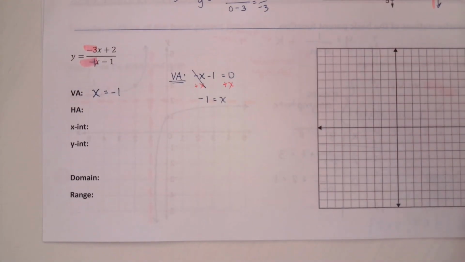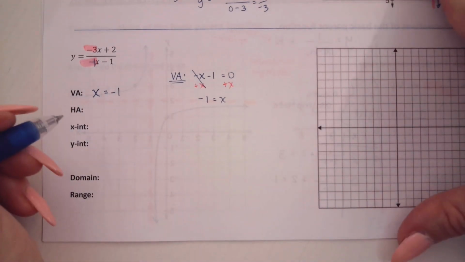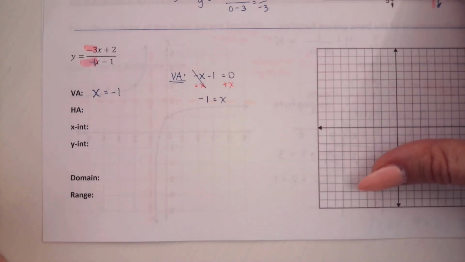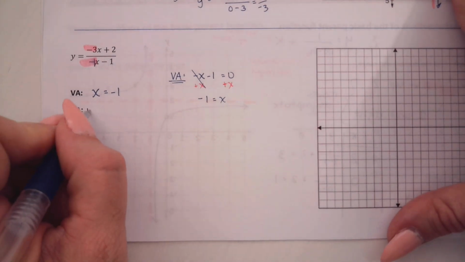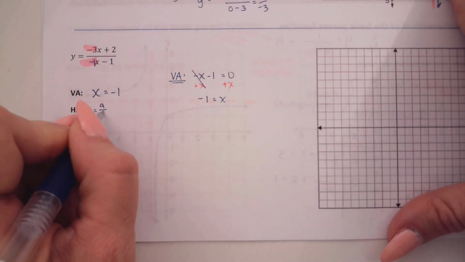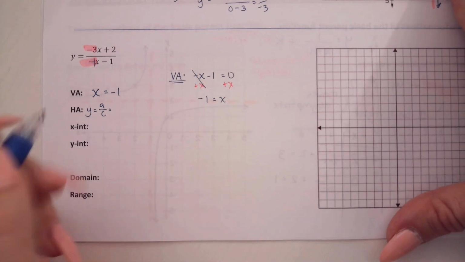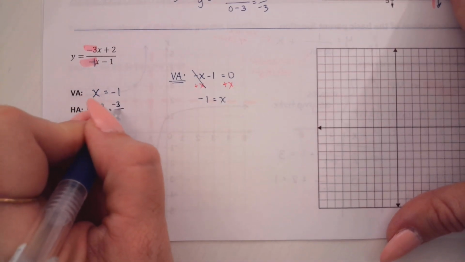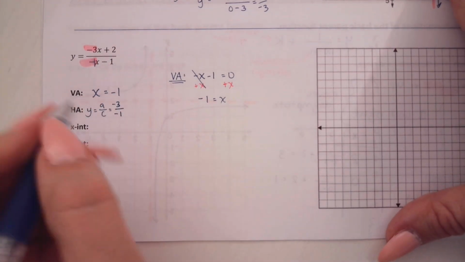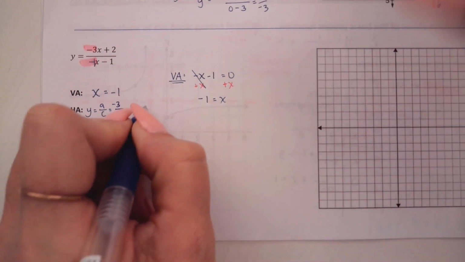And my horizontal asymptote. Horizontal asymptote is just the ratio of those two leading coefficients. So the top number is going to be negative 3. The bottom number will be negative 1, and that's going to simplify to y equals 3.